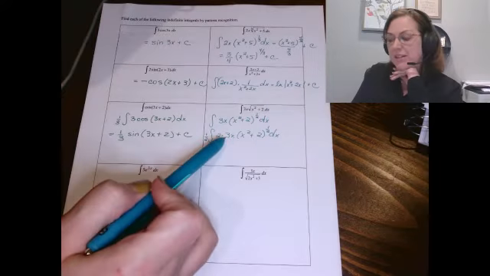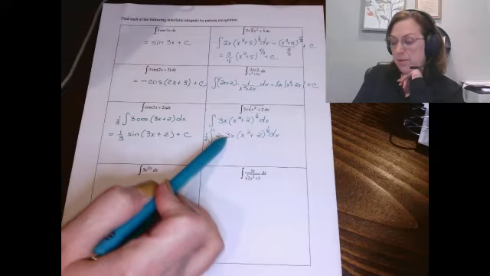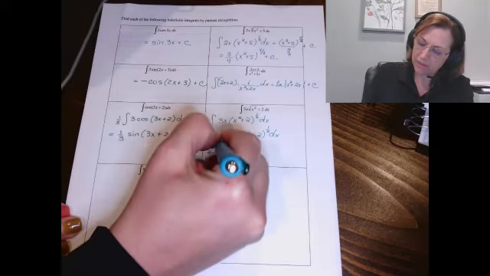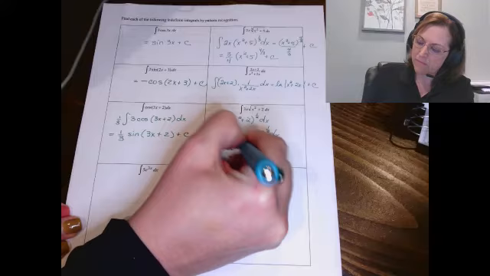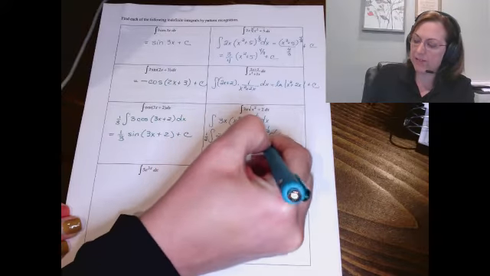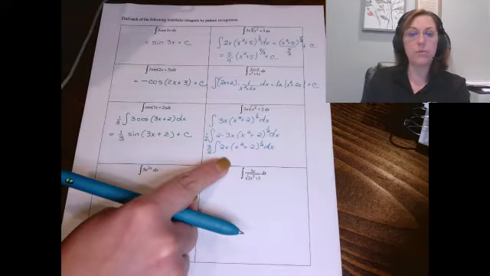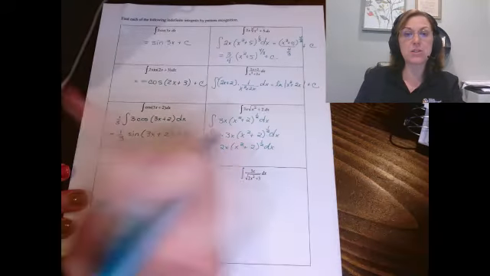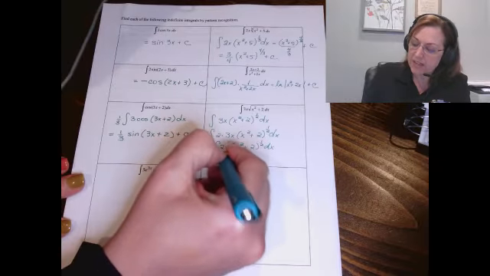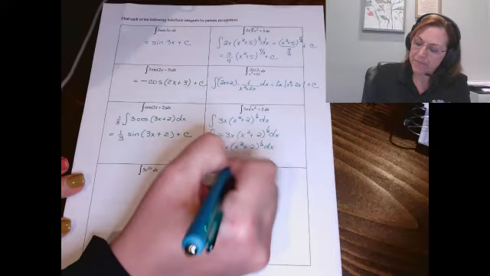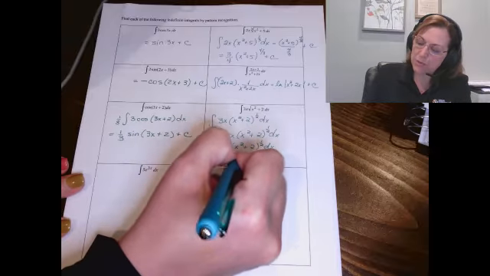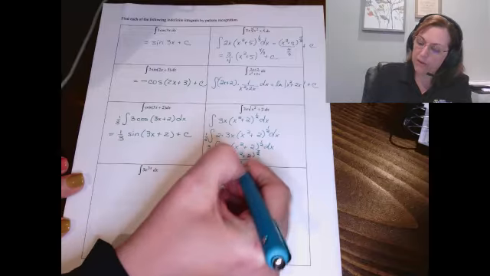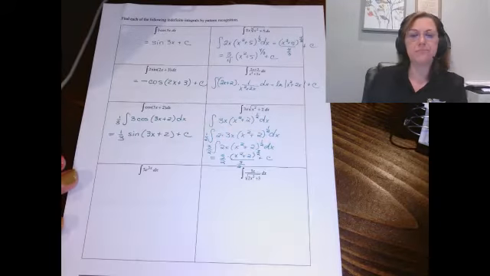Now, but the question is, what do I do about the 3? I got to get it out of the way. So I'm going to pull it in front with the 1/2. Now I have my 3/2 sitting in front. We have our derivative 2x sitting there. So we're good to integrate x squared plus 2. So that's going to be 3/2 times x squared plus 2 to the 3/2 over 3/2 plus c.